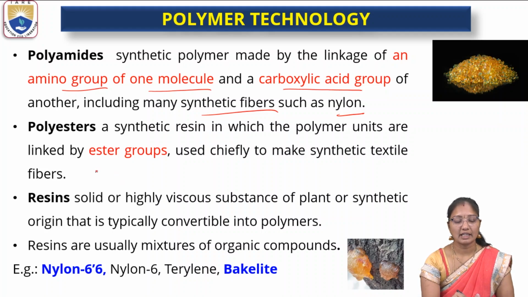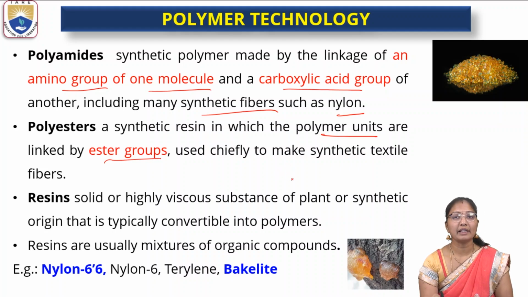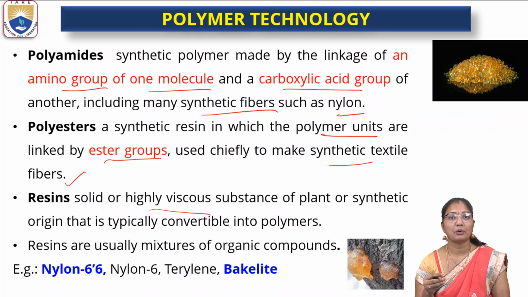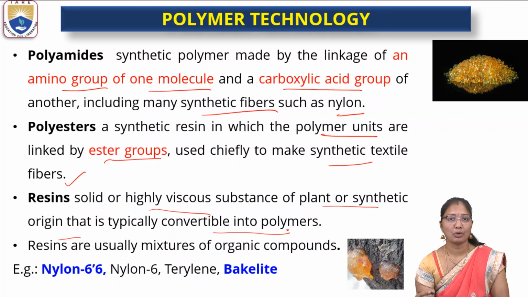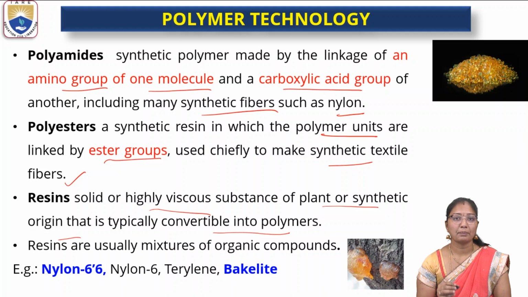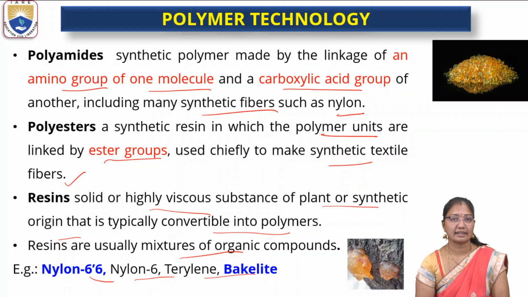The next type is polyester, a synthetic resin made of polymer units of ester groups. The ester groups combine and result in polyesters, used chiefly to make synthetic textile fibers. Resins are solid, highly viscous, gummy-like substances obtained from plant or synthetic origin that are typically converted into polymers. They are usually a mixture of organic compounds. Nylon 6, terylene and bakelite come under the polyamide, polyester and resin categories.